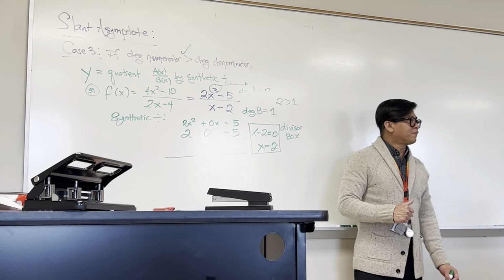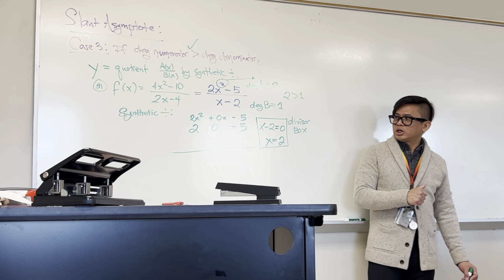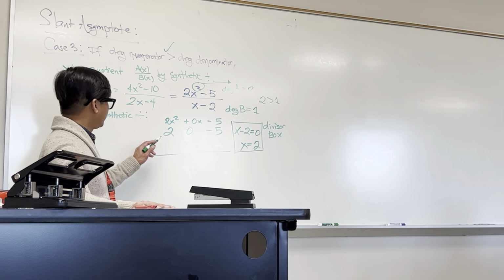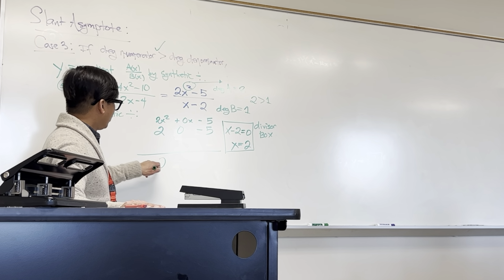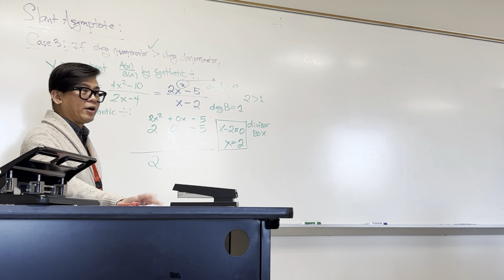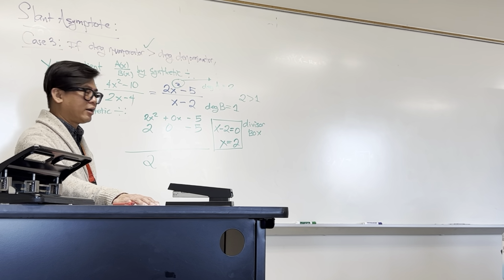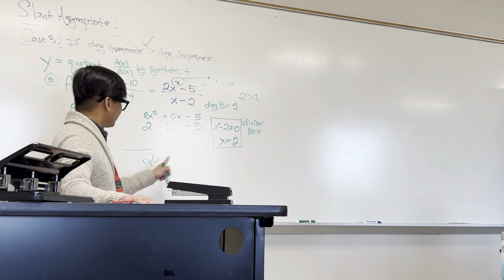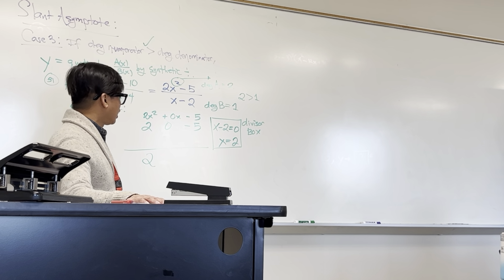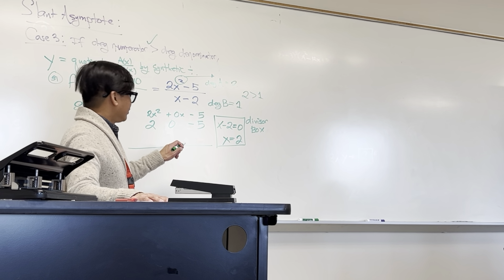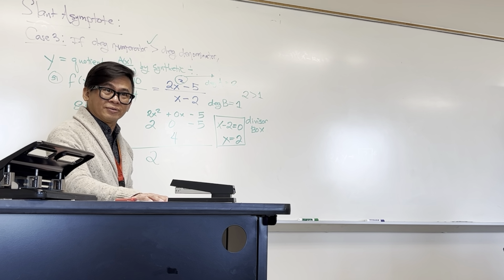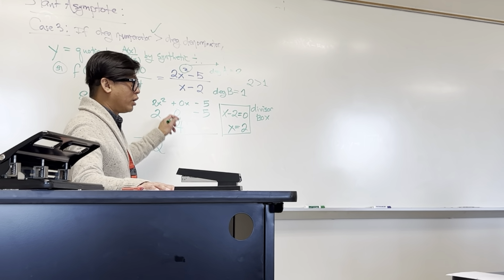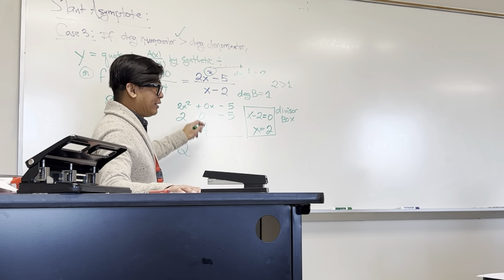What's the first thing that we're going to do? What do we do with the 2? Bring it down, very good. What do we do next? What do we do with this 2 and that 2? Multiply, and put the product under the 0. Very good. The next column: what do you do with these two, 0 and 4? You add them together.